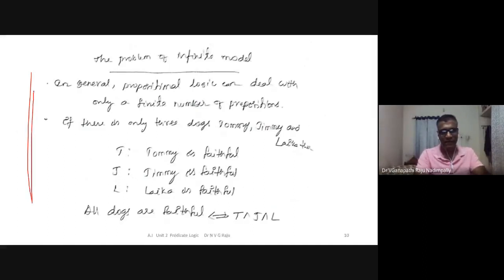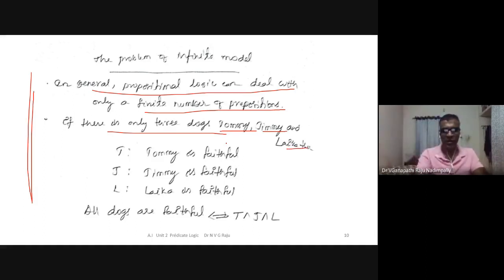Please observe carefully. In general, propositional logic can deal with only a finite number of propositions. Okay. Now, if there are only 3 dogs, Johnny, Jim, and Laika, and I want to represent the same statement in propositional logic, I write Johnny is faithful, Jim is faithful, Laika is faithful. Now, if all dogs are faithful, I have to represent the same logic by conjunction. I have to write that Tom is faithful and Johnny is faithful and Laika is faithful.